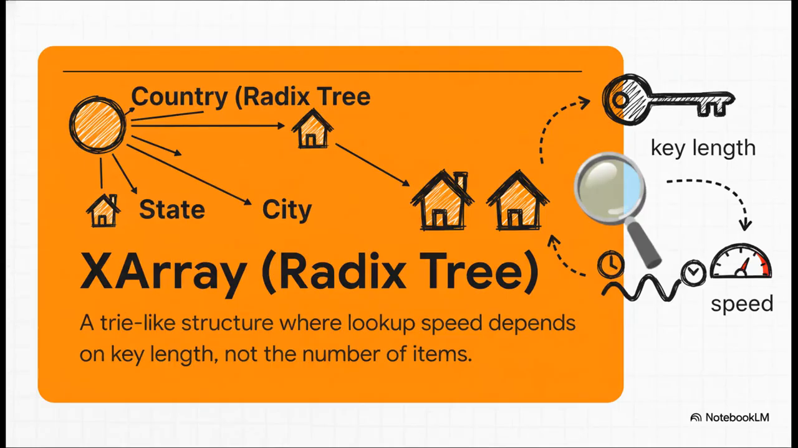Next on our list is the X-array, which is basically a souped-up version of a radix tree. And here's the mind-bending part. Its speed has nothing to do with how many items are in it. Instead, it's all about the length of the key you're looking for. The address analogy is perfect. To find my house, you go to the country, then the state, then the city. It's a set number of steps. It doesn't matter if there are a billion other houses in the world. Those steps don't change. It's a really different way of thinking about performance.